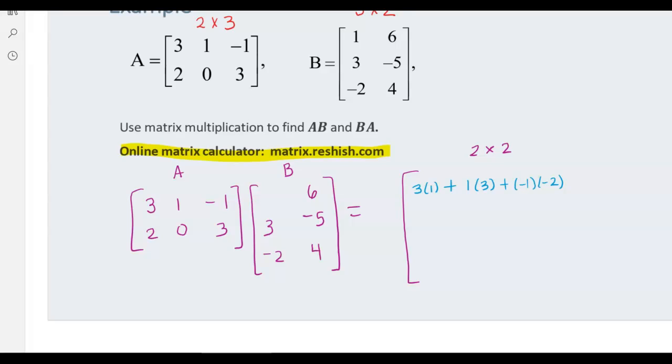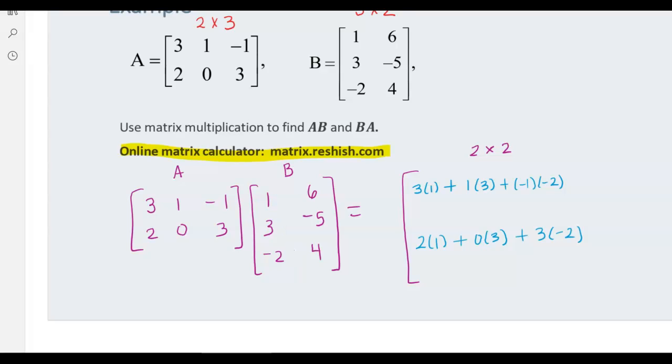Okay, now I'm going down to the second row. Oops, go back because I lost a number there. It's a 1. Okay, I'm going to go down to the second row and stay in the first column, so second row, first column. I'm going to take the entries one at a time. So I'm going to have 2 times 1 plus 0 times 3 plus 3 times -2. I do 2 times 1 and then 0 times -3 and then 3 times -2. I'm going systematically one entry at a time.